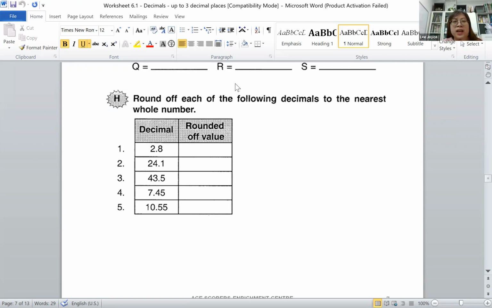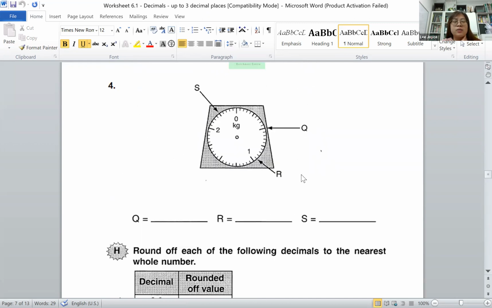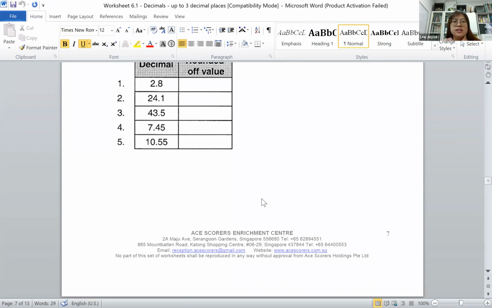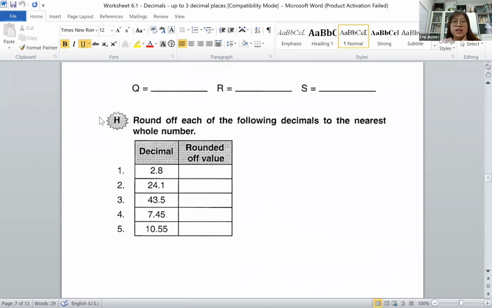Okay, so you're going to refer back to your worksheet 6.1. Just now we stopped at question 4 on page 7. So now we're going to go into section H, to learn how to round off decimals to the nearest whole numbers. Okay, so there is a method to it. Take for example, question 1, 2.8.